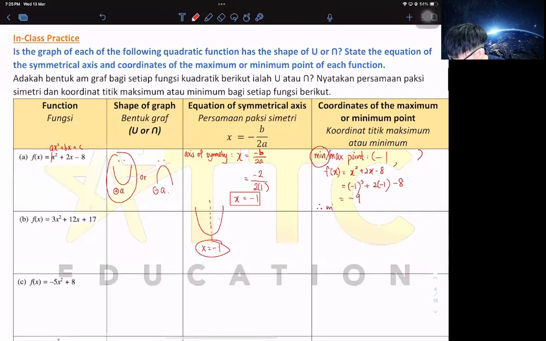So I should know this question is going to have a minimum point and the x is -1. Anybody still cannot understand why? You understand? Then the y, we just found it.